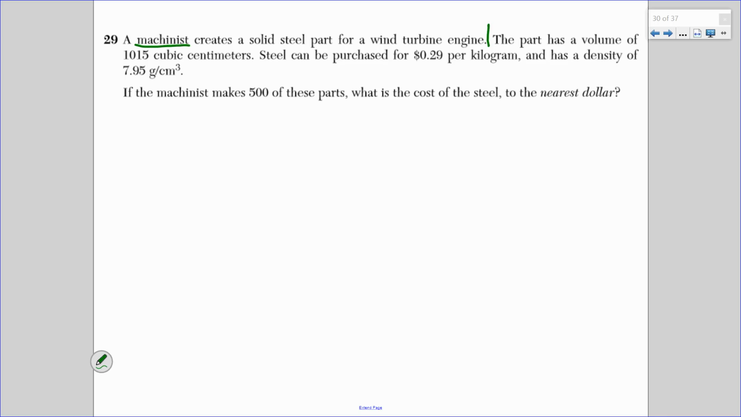The part has a volume of 1,015 cubic centimeters. These used to be the 6-point questions. Now it's giving you the volume instead of you having to calculate the volume.